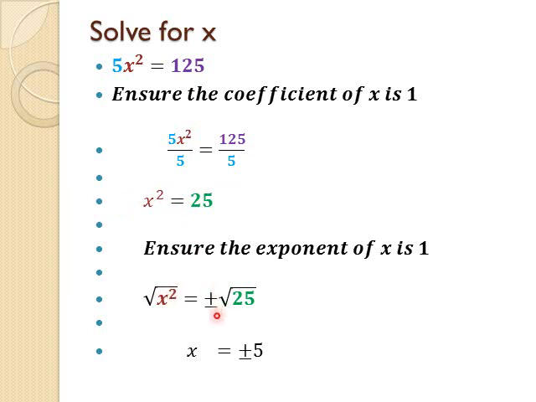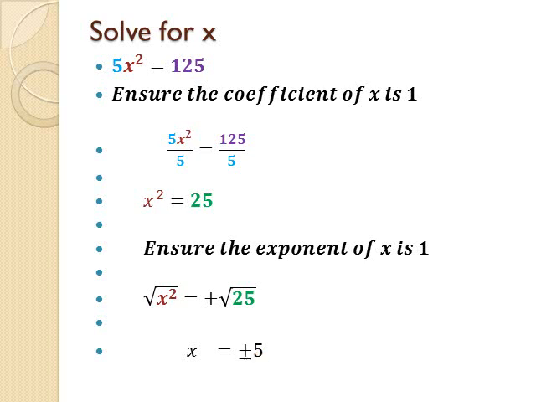Remember, when I find square root of 25, it can be positive or negative. The square root of x squared becomes x. Square root of 25 will become plus minus 5. Why? 5 times 5 is 25. And negative 5 times negative 5 is also 25. That's why my answer can be positive or negative.